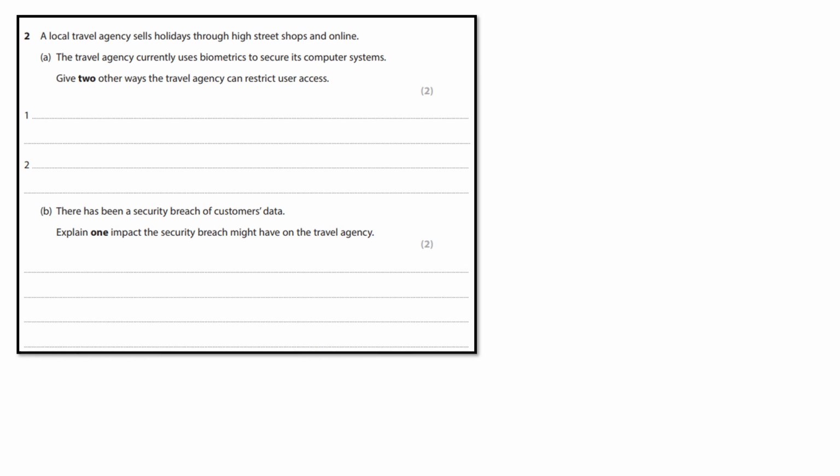Question 2B says there's been a security breach of customers' data. Explain one impact the security breach might have on the travel agency. So you need to think about when things go wrong for a company, when data has been leaked, what kind of things can happen to that actual travel agency. I think it should be fairly easy, common sense, to think of at least one impact and then give a full explanation. So take your time on these questions, try your best to answer them, and we'll go through the answers in a moment.